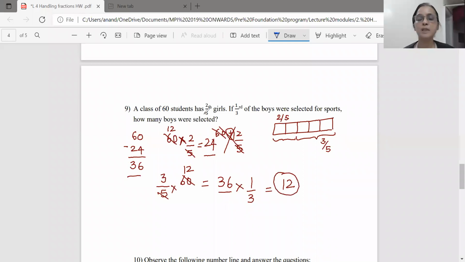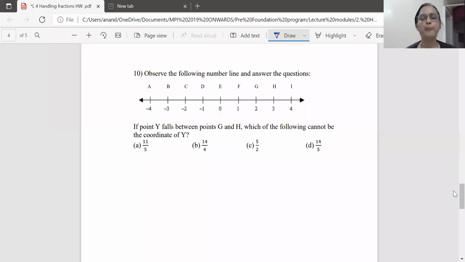So this was a 2-step sum. From this step, we have found how many boys were there, and from this step we found 1/3 of that, which means how many boys. So for every question, if you go step by step, you don't feel puzzled about what to do. Always go quietly, step by step. Now the next question: observe the following number line and answer the questions.